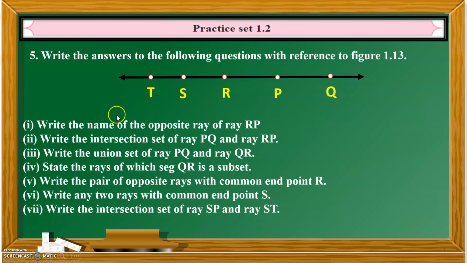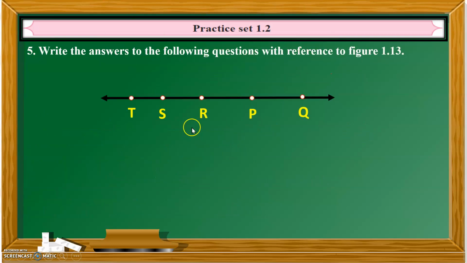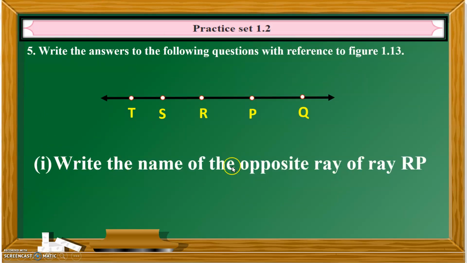Now this children, it's a very big question, so we are going to take it one by one. All the sub questions I will be taking separately. So we start with the first sub question, which says write the name of the opposite ray of ray RP. So let's have ray RP first. So this is your ray RP. Now we want the opposite ray. So the opposite ray has to start from R but in the opposite direction.